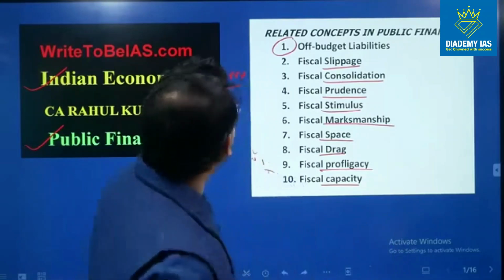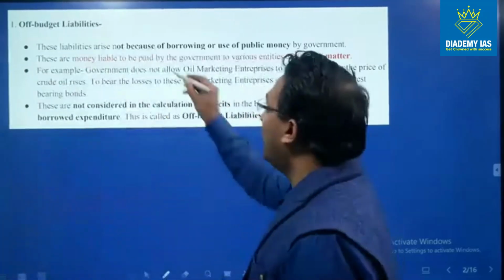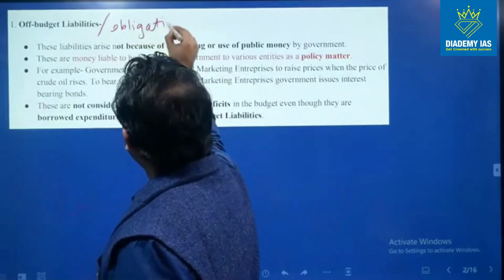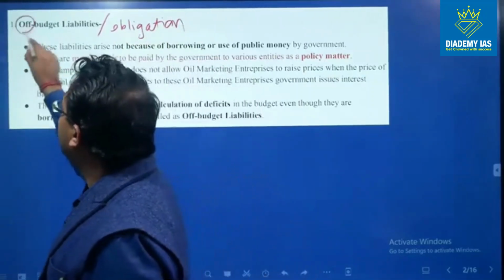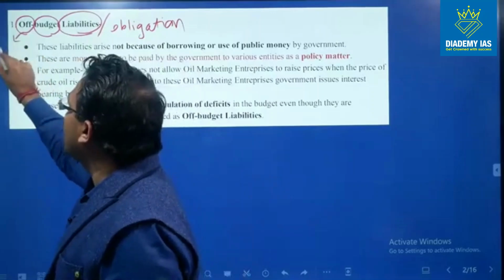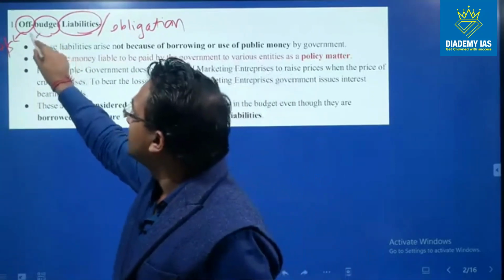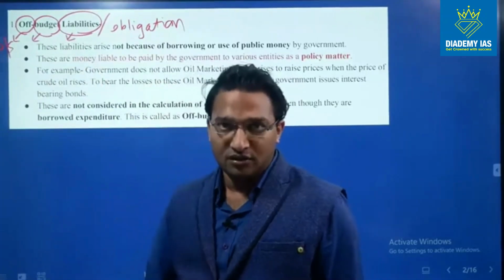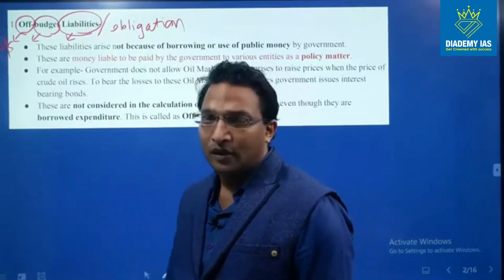So let us start with the off-budget liabilities or off-budget obligations. This term has three words: off, budget, liability. Off means it is outside the budget. It is not inside the budget. Liability means it's an obligation. It's an obligation which has to be paid by the government.